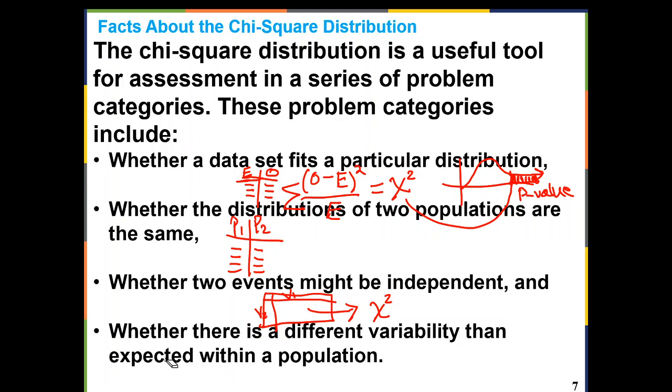And then also we use it to talk about whether someone's claim about variance or standard deviation is to be rejected or not. We're going to do that. So this chapter we're going to do all of these. So let's start by goodness of fit test.